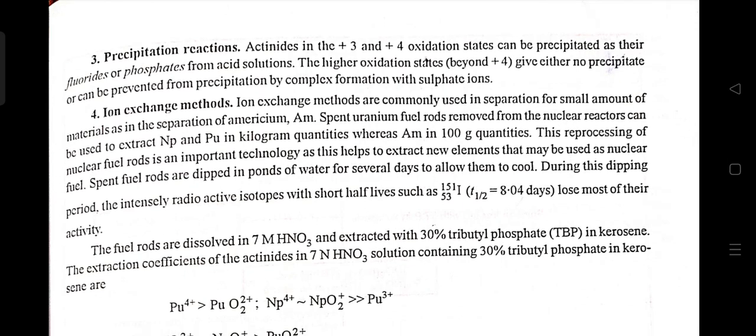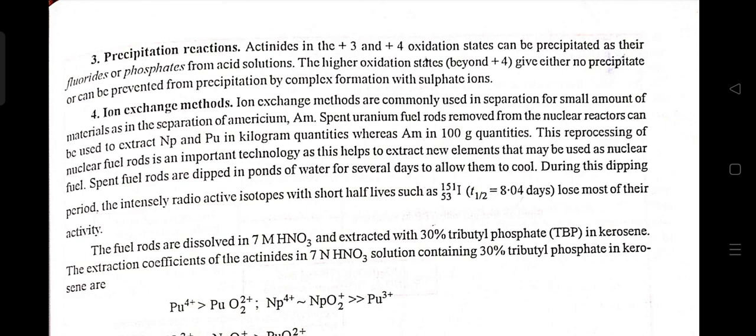Precipitation reactions. Actinides in +3 and +4 oxidation states can also be precipitated as their fluorides or phosphates from the acid solutions. Ion exchange method. The ion exchange methods are commonly used in the separation of small amounts of materials, as in separation of americium.